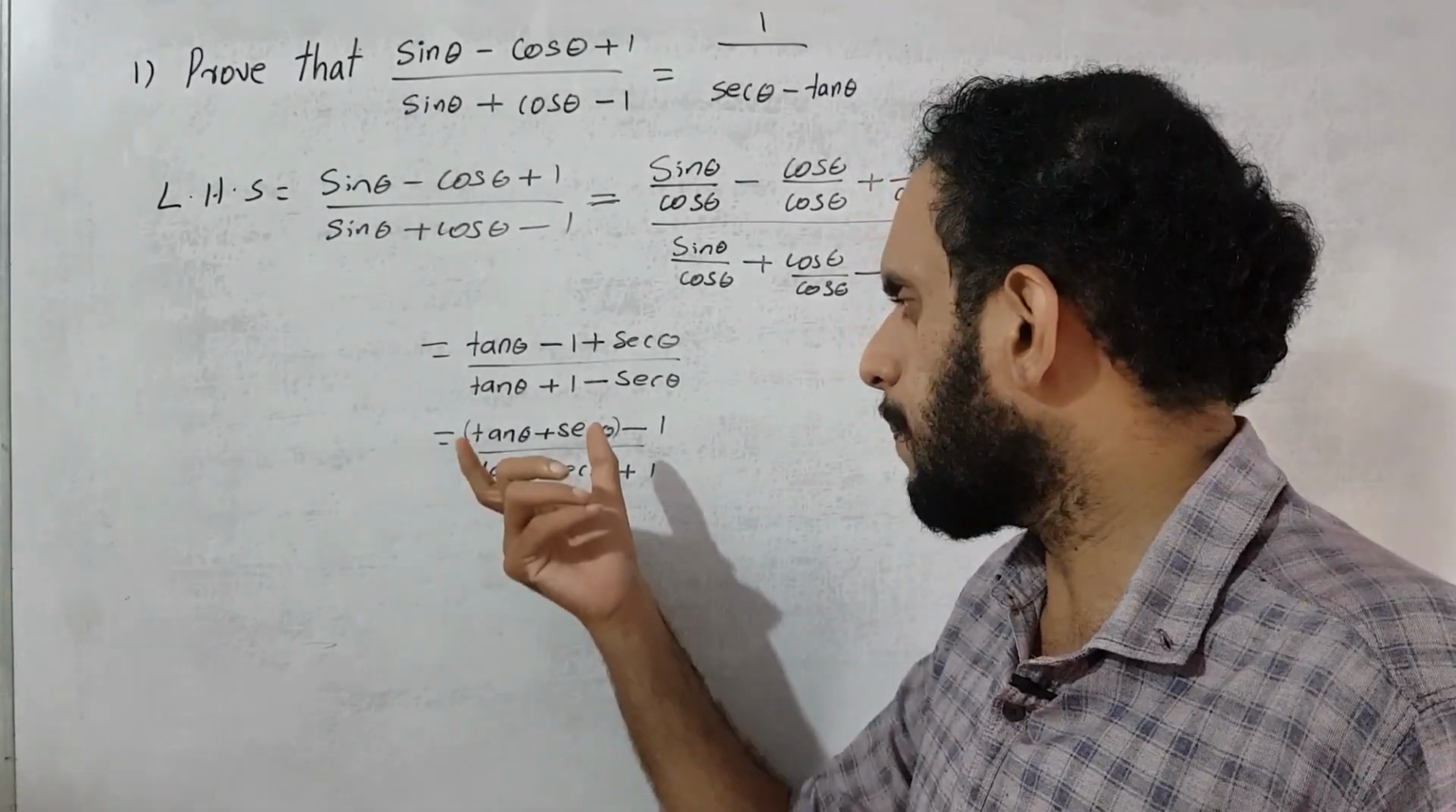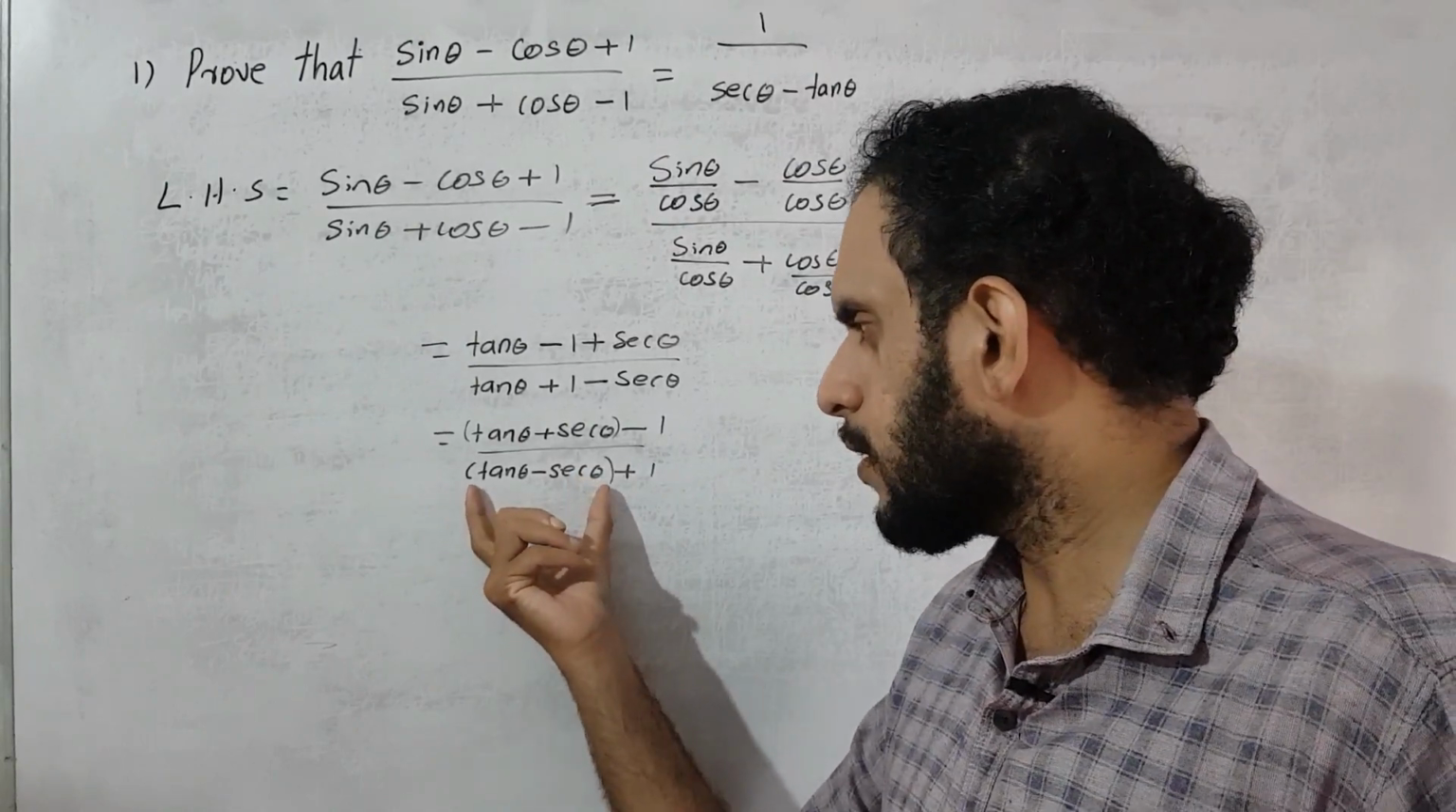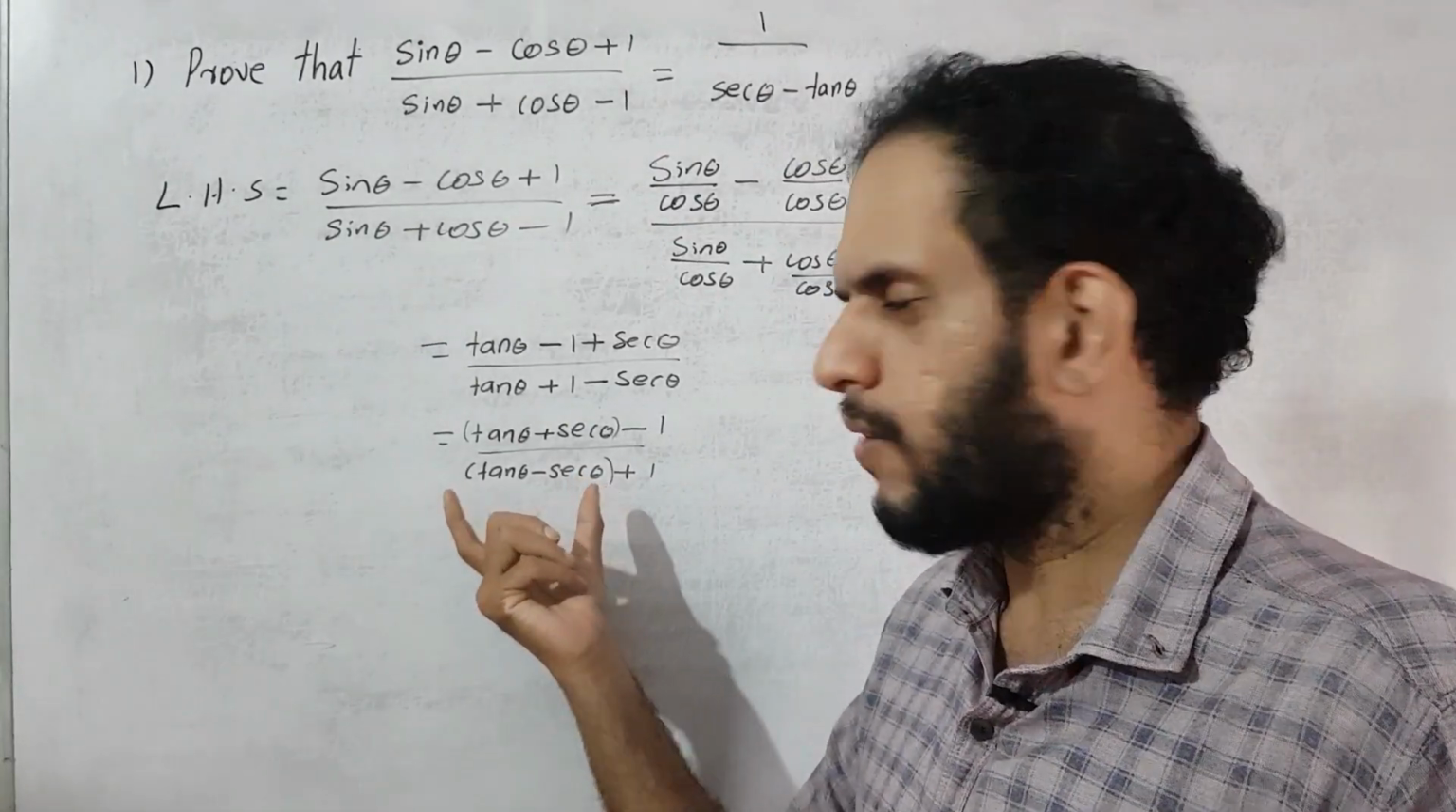Okay, we multiply both numerator and denominator by the conjugate of the ratios. Okay, what are we getting here?